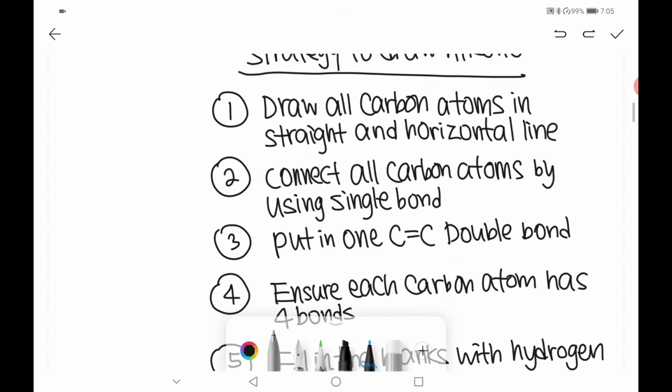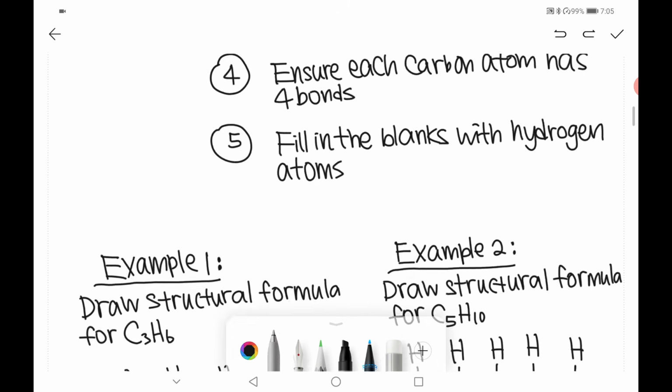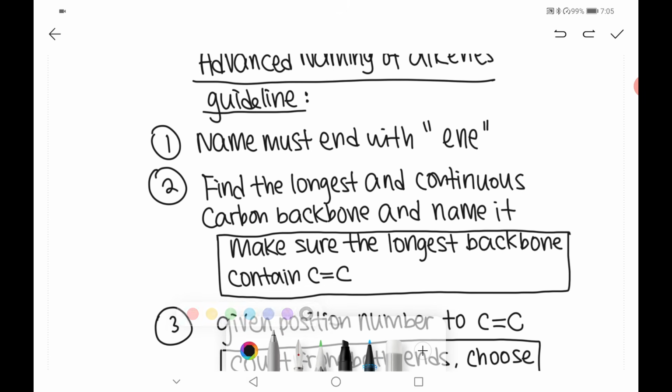When you come to naming alkene, first of all, you must make sure that the name of the alkene must always end with "ene." The name of alkene must contain the "ene" at the back. Then you need to find the longest and continuous carbon backbone. You must always find the longest and continuous carbon backbone, and you need to make sure the longest backbone must contain the double bond. So make sure that the double bond is inside the backbone.